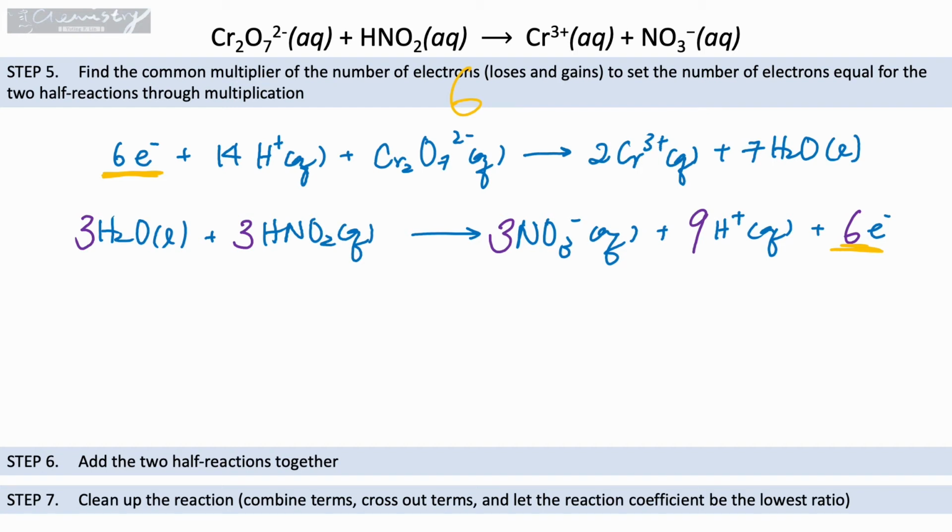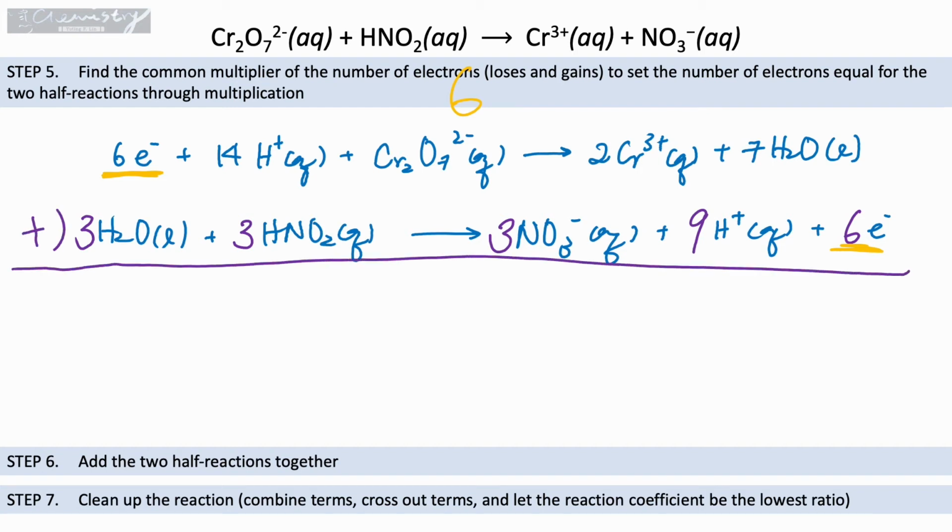Step 6 is to add the reactions together. So we're going to add the 2 together. And to do this, we are adding everything on the left side together and everything on the right side together. So for everything on the left side, that is these. When I say left side, it is the left side of the reaction arrow.